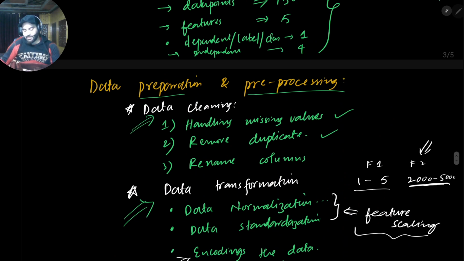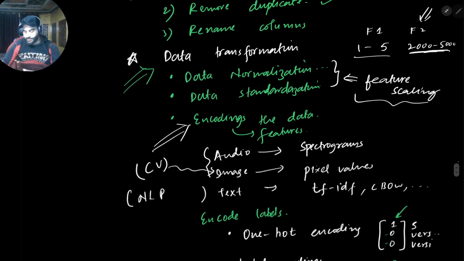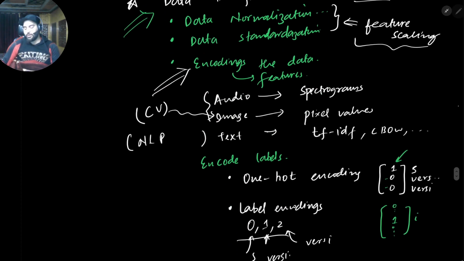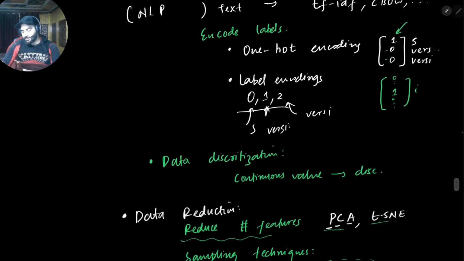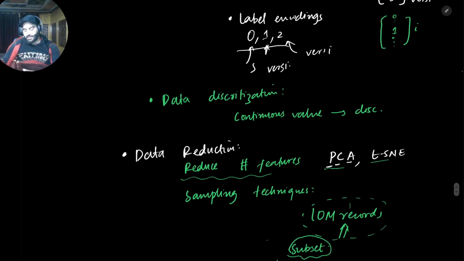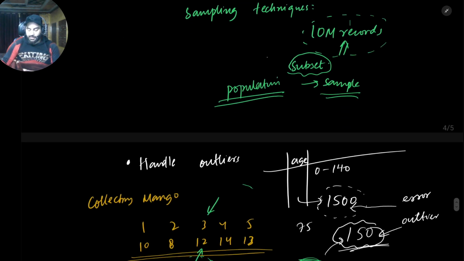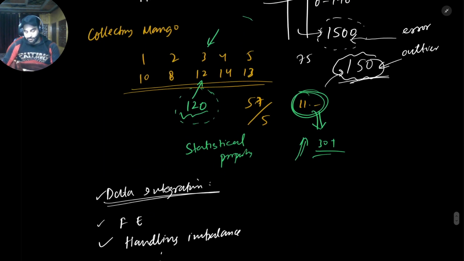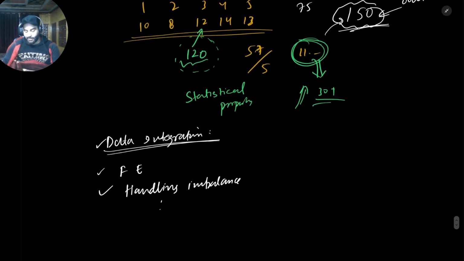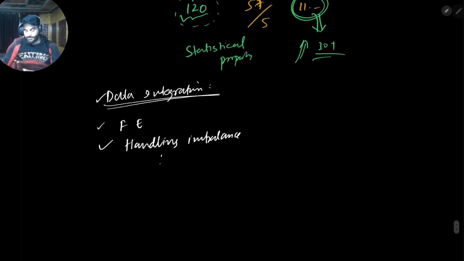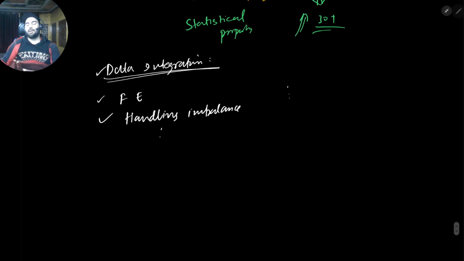So in the preparation part we do the data cleaning, then you transform this data. After the transformation, you will sometimes have to encode the data, and discretize data in the transformation part. Sometimes you reduce the data, handle the outliers, handle the imbalance, and also integrate the data from different sources and do the feature engineering. So these are the things broadly in the data processing and data preparation stage.